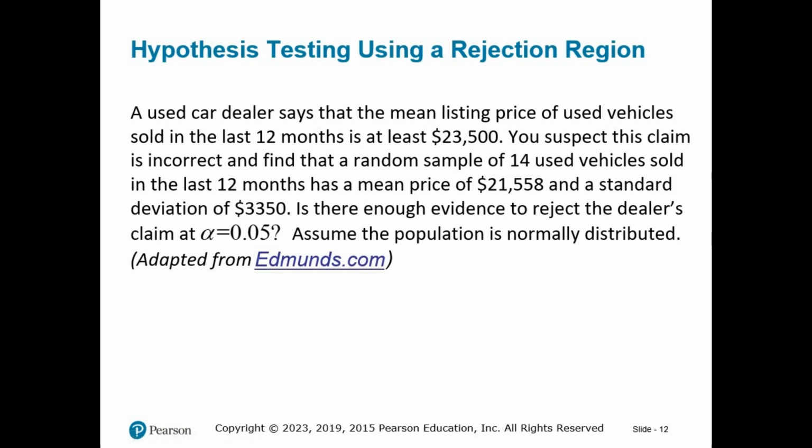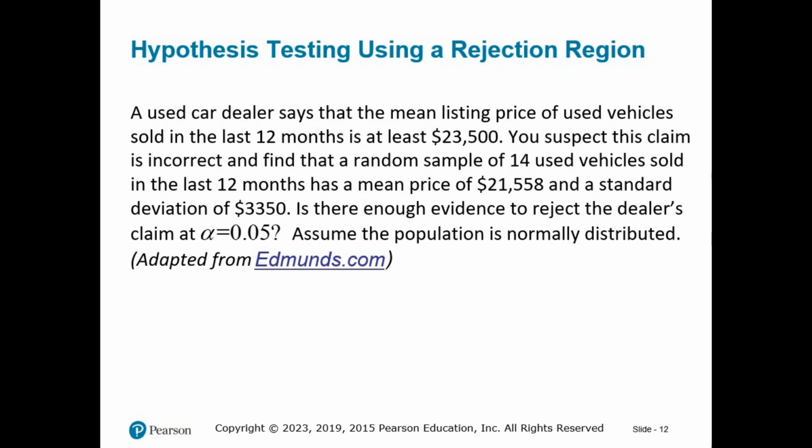Now we go down the list. Is the sample random? Well, we just said it was, so yes. Is the population normally distributed, or is the sample greater than or equal to 30? They only used a sample of 14, but they said the population is normally distributed, so we can apply the central limit theorem.